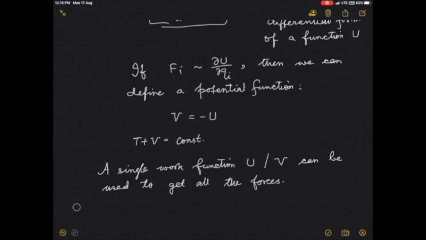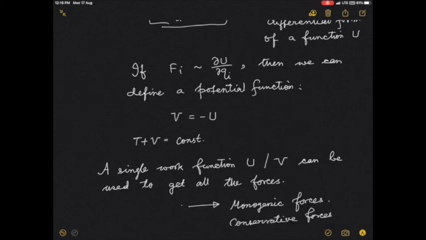That's very powerful. This function you can see is very powerful. Once I know this function, I know all the forces. So these types of forces are called monogenic forces, and they are conservative forces. That I have not proved to you. As I said, I will go a little faster, but this will be true.